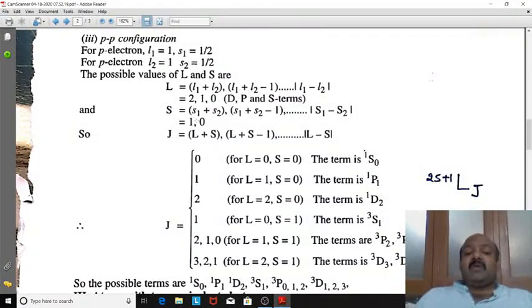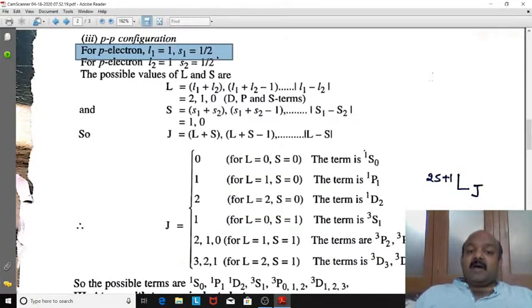Next, 2 electrons may be in pp configuration. That is, 1 electron may be in 2p state and another electron may be in 3p state. So as first electron is in p state, L is equal to 1, up state plus half. Another electron is also in p state, L is 1 for p orbital, and S2 is plus half. So capital L values are obtained by this formula. Both values are 1, 1 plus 1, 2, 1 plus 1 minus 1, 1. Last value is 1 minus 1, 0. L value 2 corresponds to D term.